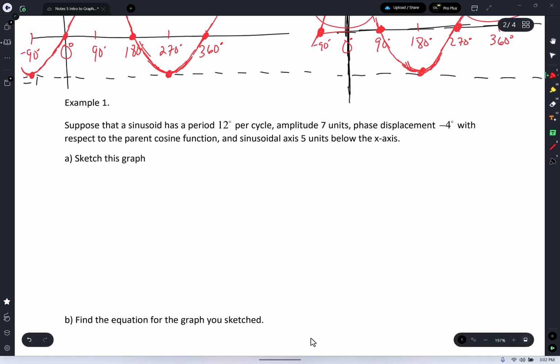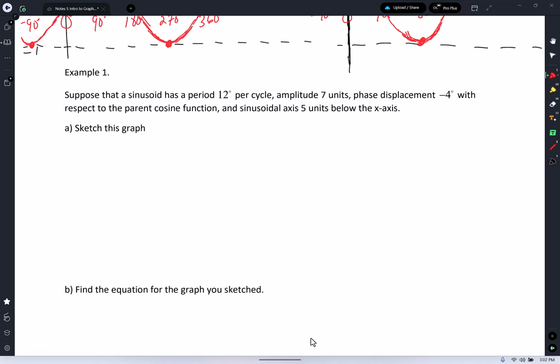So check it out, guys. It says, example 1, suppose that a sinusoid has a period of 12 degrees per cycle. So there it is, that's my period. Amplitude of 7 units, that's your A. And phase displacement -4, that's your C, with respect to the parent cosine function, and a sinusoidal axis 5 units below the x-axis. That's the D.